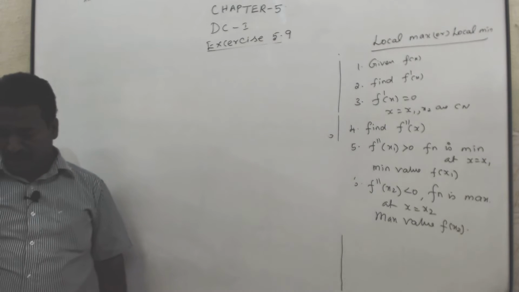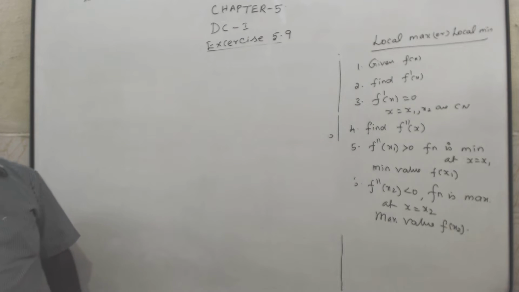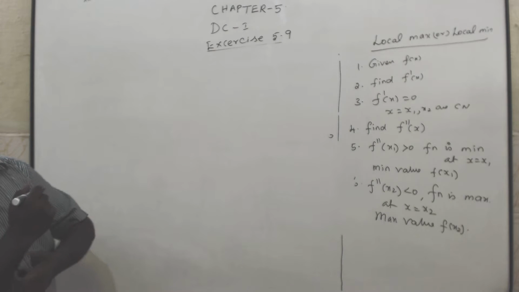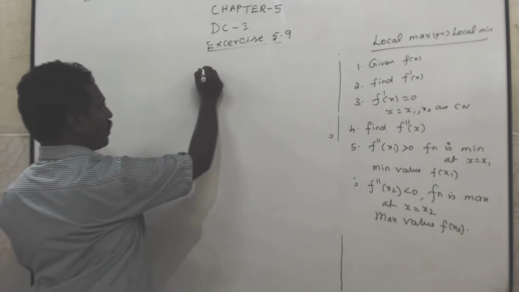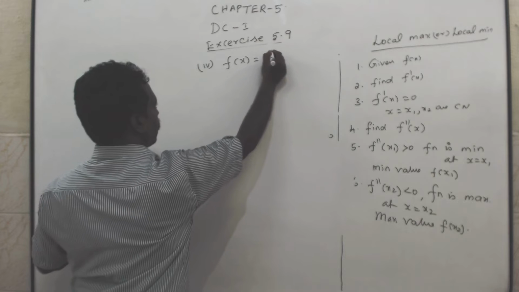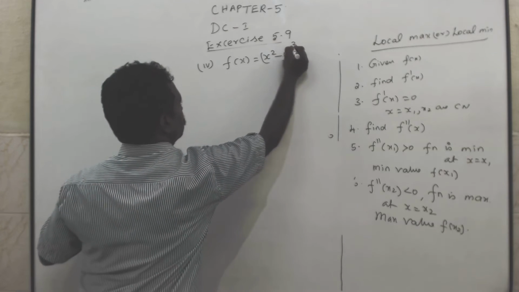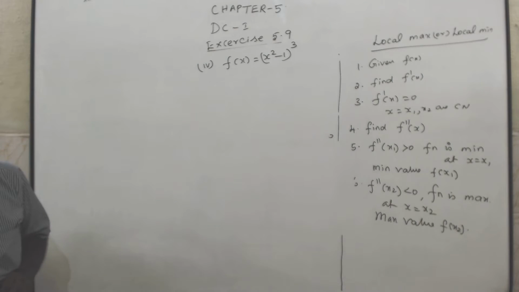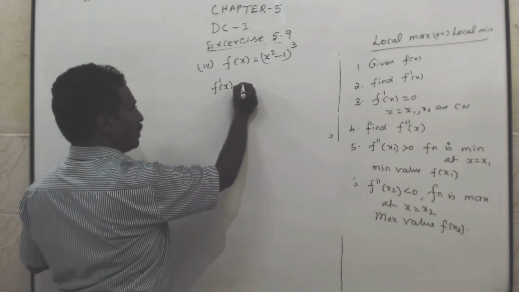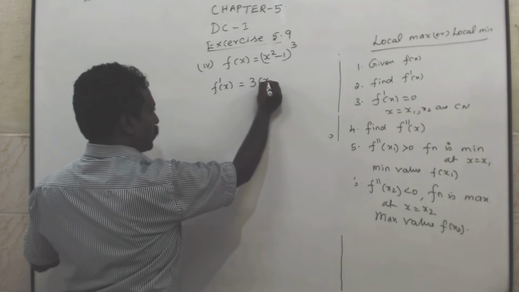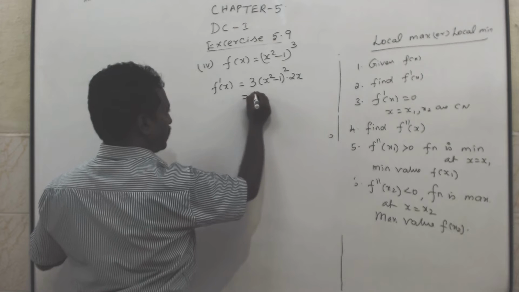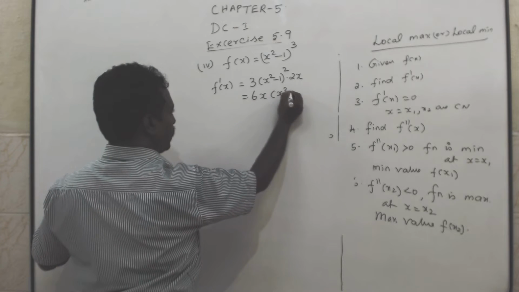Next, sum number 3, same type, you will try. Sum number 4, somewhat difficult, I will do it. Fourth one, f of x is equal to x square minus 1 whole cube. What is the first step? f dash of x, 3 x square minus 1 whole square, x square differentiation is 2x, that is 6x into x square minus 1 whole square.